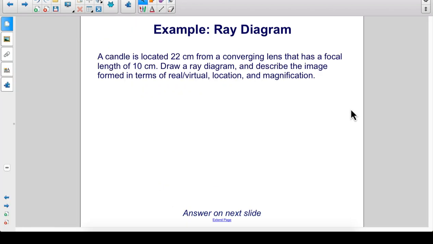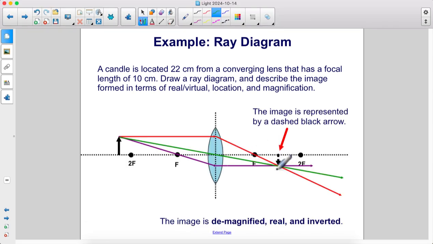A candle is located 22 centimeters from a converging lens that has a focal length of 10 centimeters. Draw a ray diagram and describe the image formed in terms of real or virtual, location, and magnification. So as you can see right here, the image ends up being demagnified, real, and inverted.